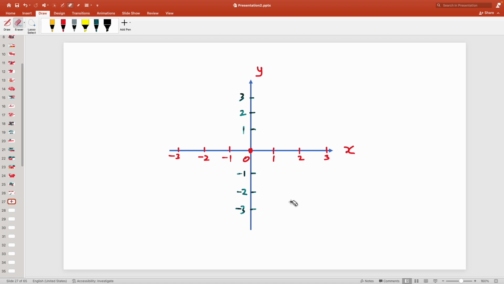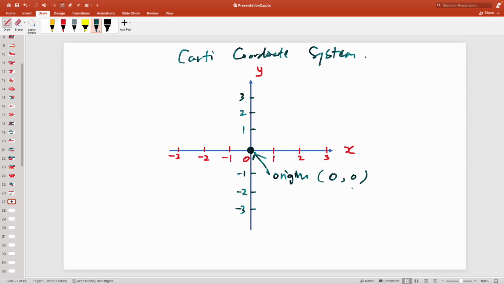So now let's look at this Cartesian coordinate system. Never mind, I don't know how to spell. So basically, what is this point? Can you see this point? This is the origin, right? Yeah. So the origin is actually 0, 0.